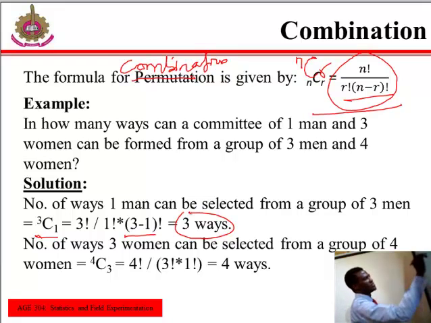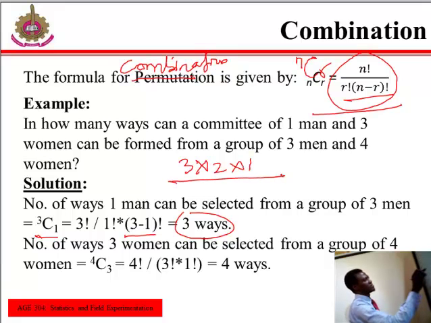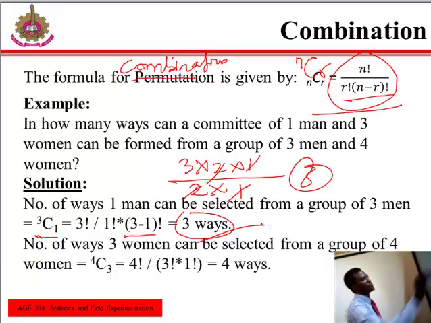That is, we have 3 times 2 times 1 for the numerator, then all over 1 times 2 times 1. Now from here, 1 will cancel 1, 2 will cancel 2, then we'll be left with 3. That's how we got these 3 ways.